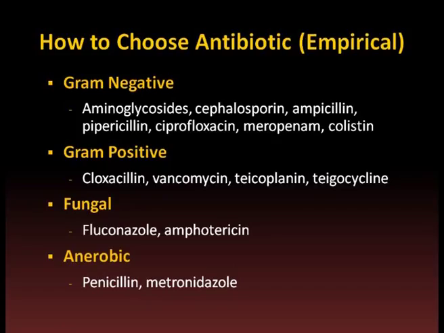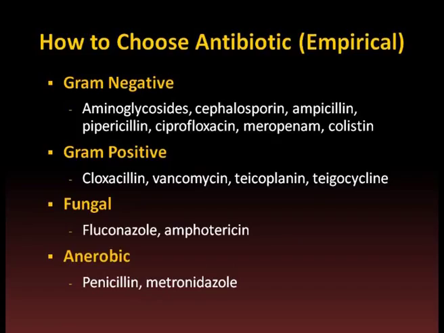Now, how do we choose the antibiotics when we have clinically suspected infection in a baby? For this, we have to understand that there are different categories of antibiotics which work against different microbes. Overall, the microorganisms which cause infection in the NICU can be categorized into gram-negative infections, gram-positive infections, fungal infections, and anaerobic infections. When our aim is to cover the gram-negative infections, we would use either aminoglycosides such as amikacin, gentamicin, or cephalosporin, or ampicillin, or piperacillin, or ciprofloxacin, or meropenem, or colistin. Using one antibiotic in this category is sufficient to cover the gram-negative infections.